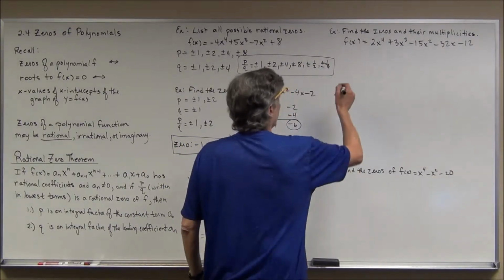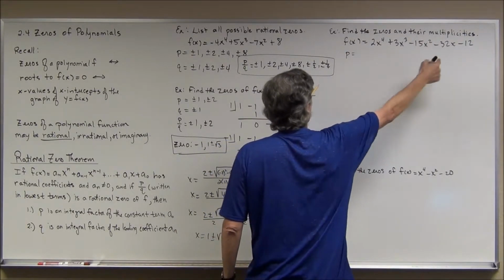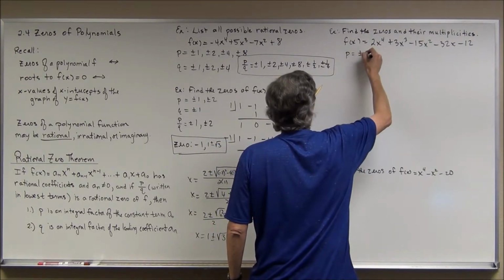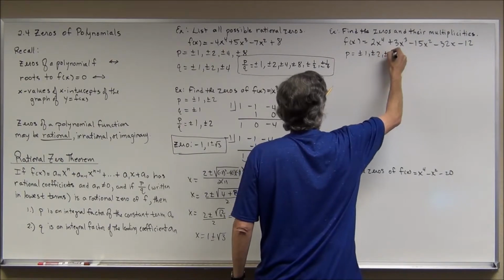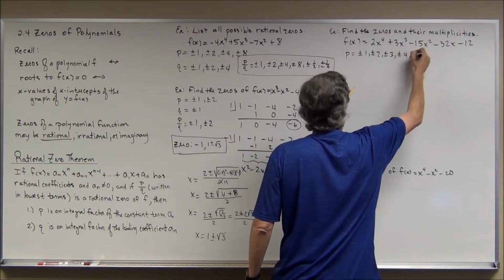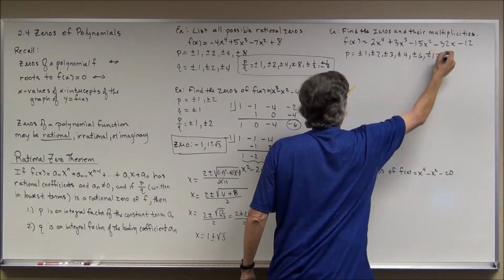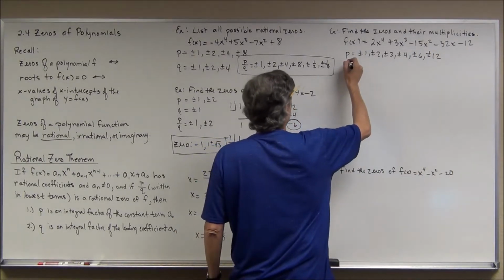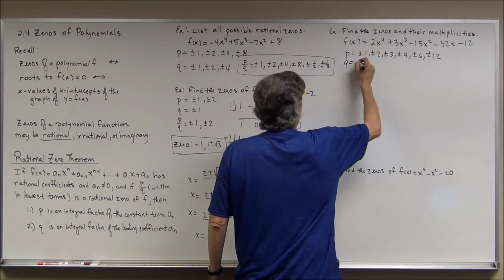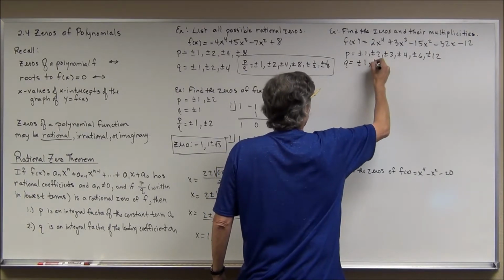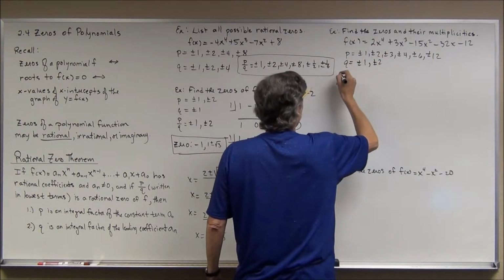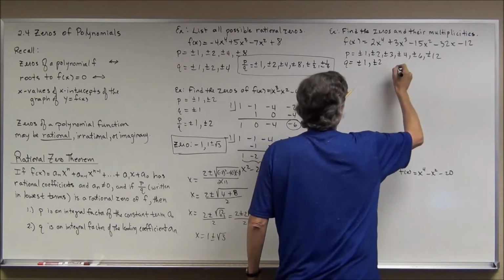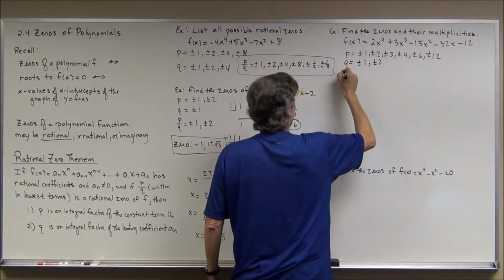So here we go. P over Q. P could be, with negative 12, plus or minus 1, plus or minus 2, plus or minus 3, plus or minus 4, plus or minus 6, plus or minus 12. Q could be the integral factors of the lead coefficient, plus or minus 1, plus or minus 2. So P over Q, let's see if I can write these in here somewhere. I'm using up all my space.